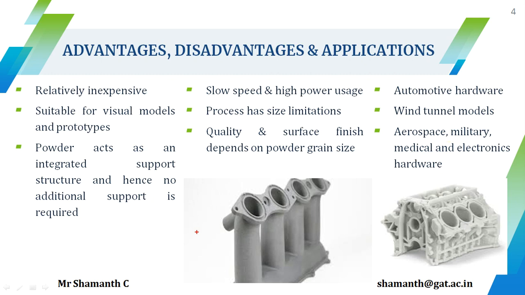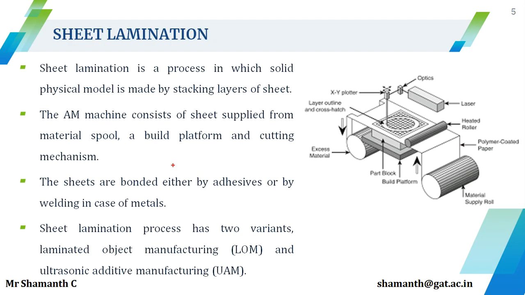Hope you have understood. In my next slide, I'll be going on to explain the other process. The next process that we will be understanding is sheet lamination. All this while, we have understood additive manufacturing processes which used materials as the main component, and then used either binder particles or a heat source to fuse the materials together to form layers of material and finish the product.